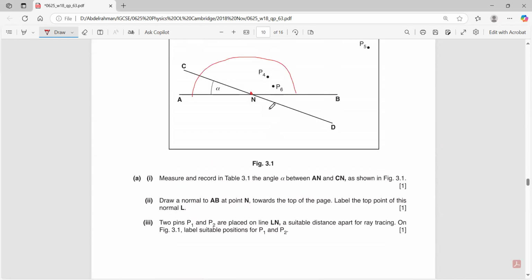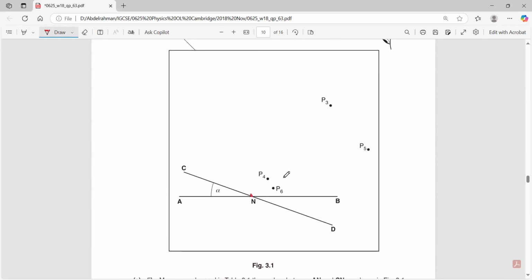Now, draw a normal L to the line AB at point N towards the top of the page. Label the top L. So you need to draw a normal at this point all the way to the top, using definitely a ruler, and you should name it L so that it is the normal line NL. This is your normal line.